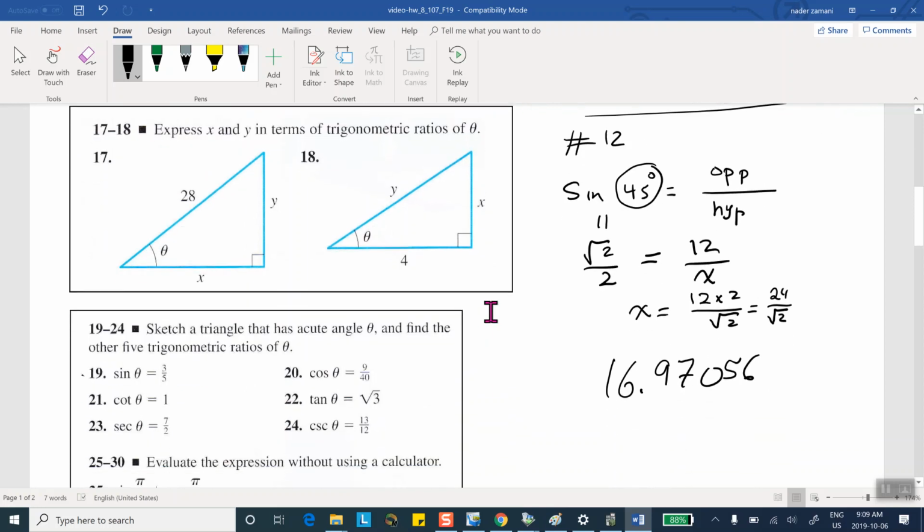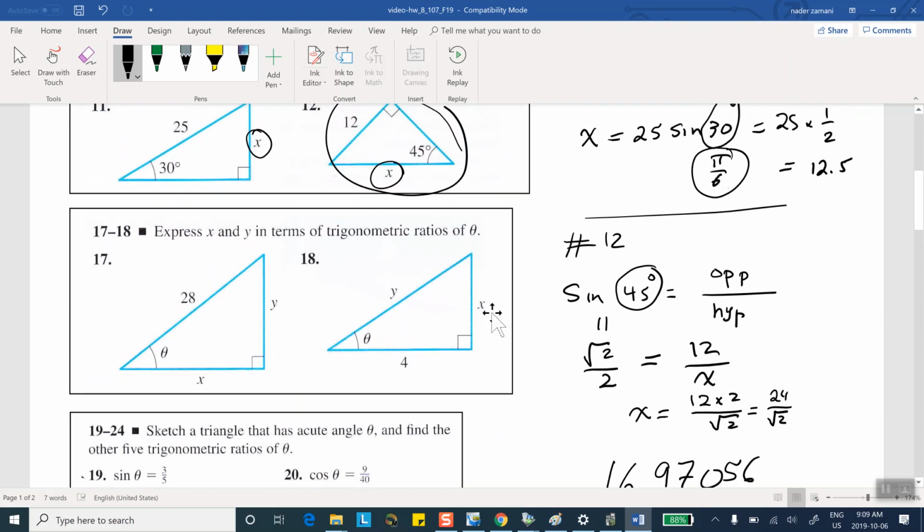I'm going to stop this and do 17, 18, etc. in different segments.